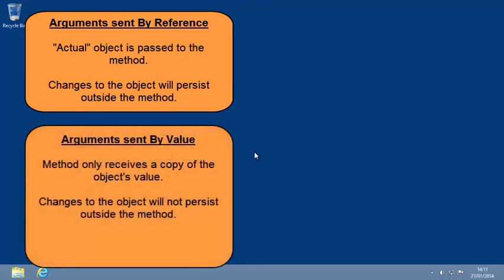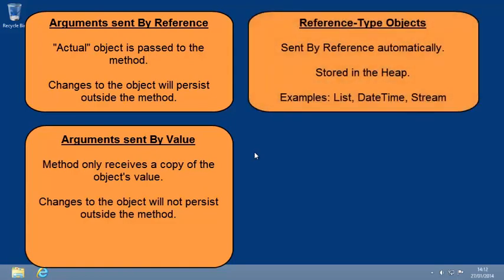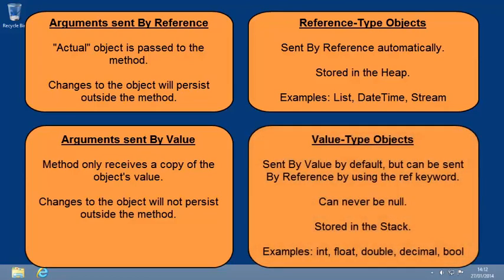When an argument is sent by value, the method only receives a copy of the object's value. Although the method will be able to make changes to the object, those changes won't be modified outside the method. Most objects in C# are reference types. This means that they'll be sent by reference automatically, without needing to use the ref keyword. Value types are sent by value by default, but you can change this behavior by using the ref keyword.